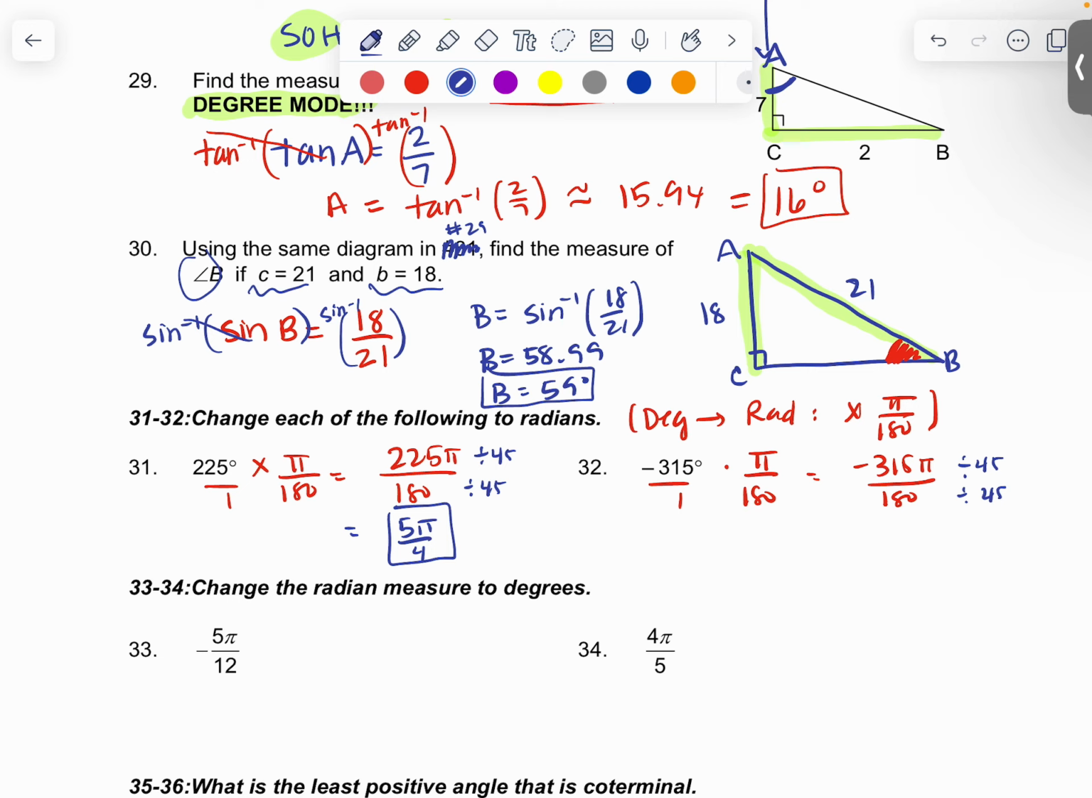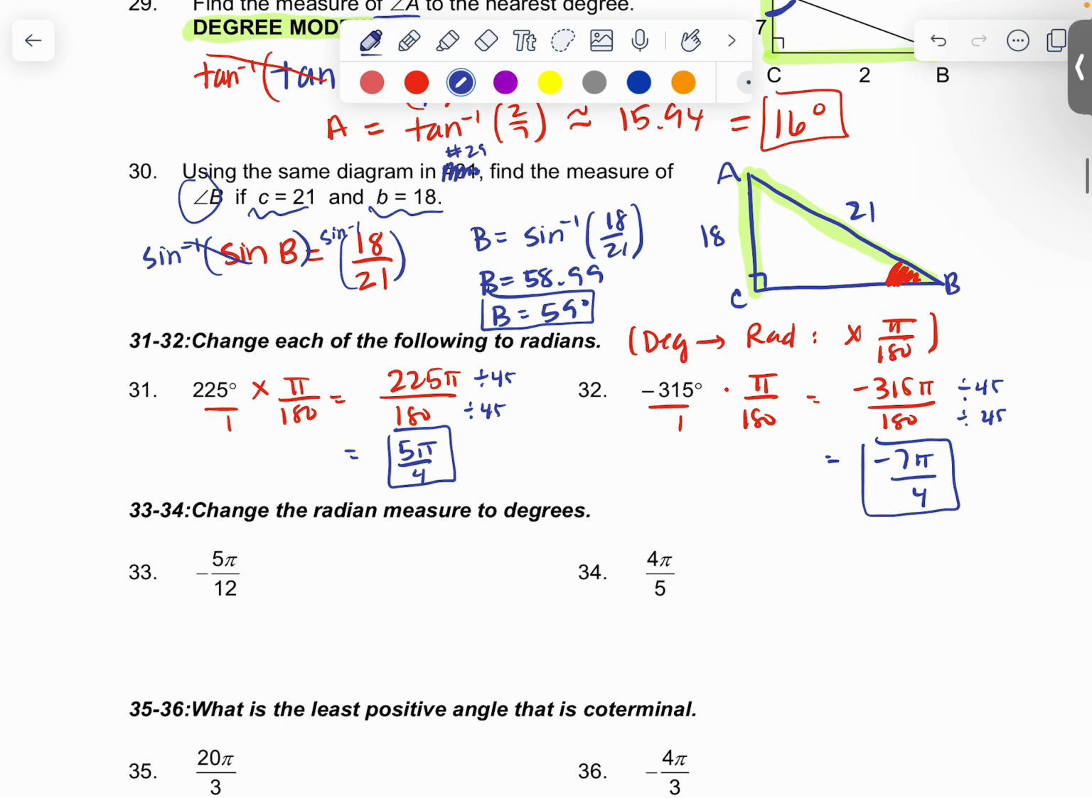Okay, how many times does 45 go into 315? Well, you can count it out if you want. It's 45, 90, 135, 180, 225, right? Then we have 270 and then 315. So that's 7 times. So this is going to be negative 7 pi over, and then 180 divided by 45 is still going to be 4. So this is negative 7 pi over 4.